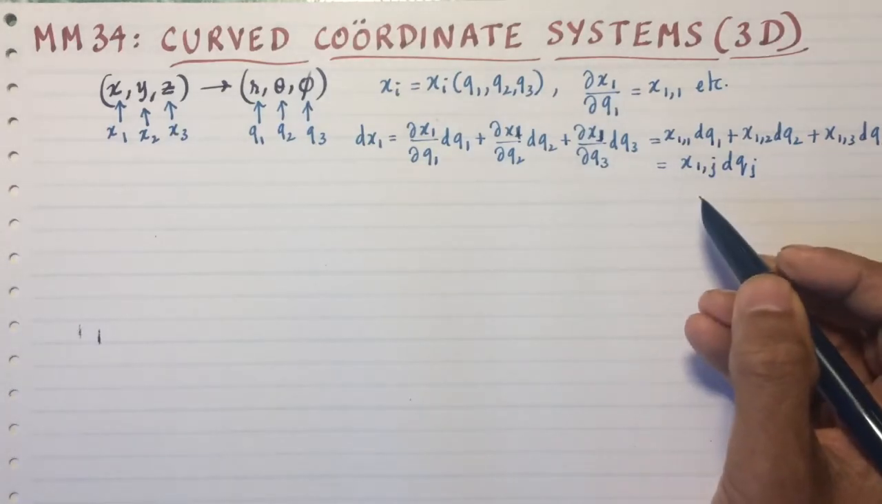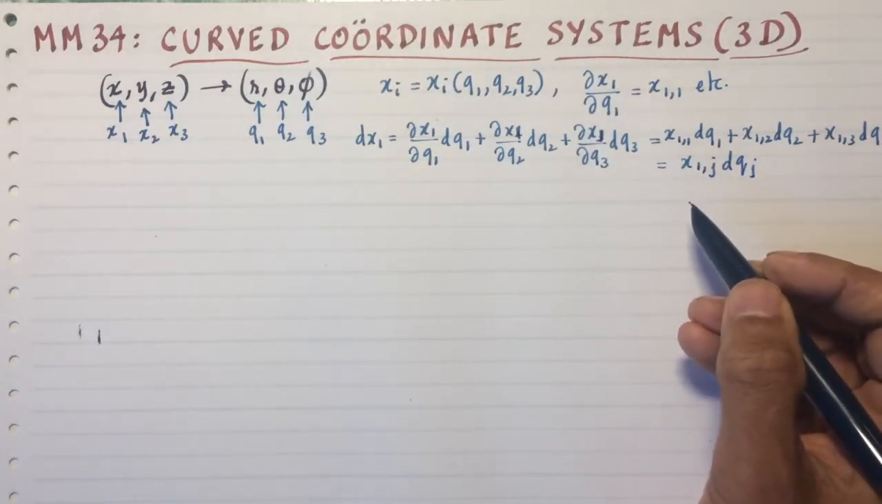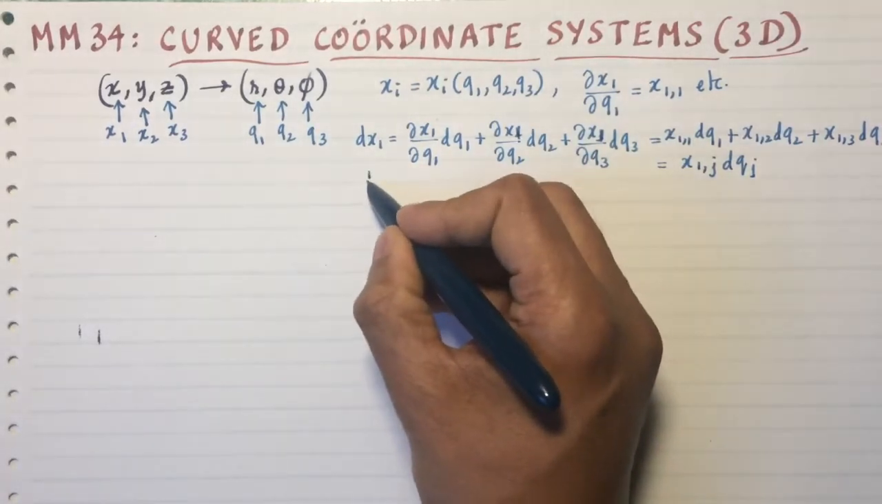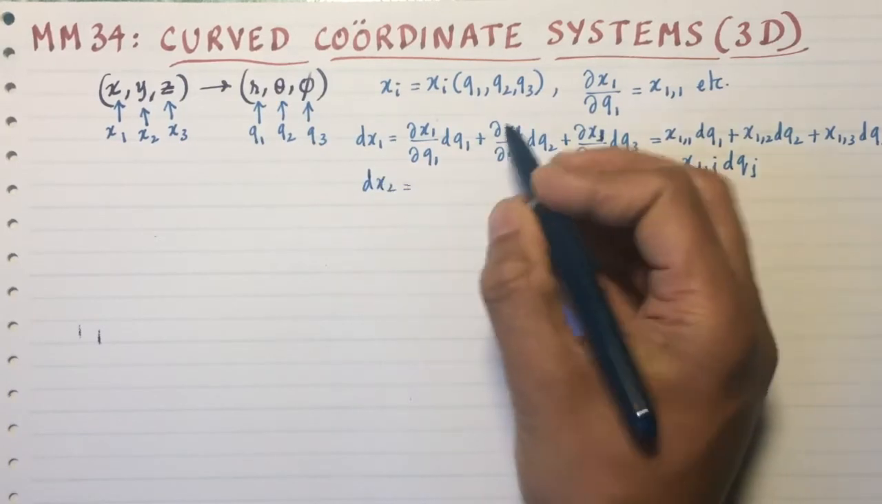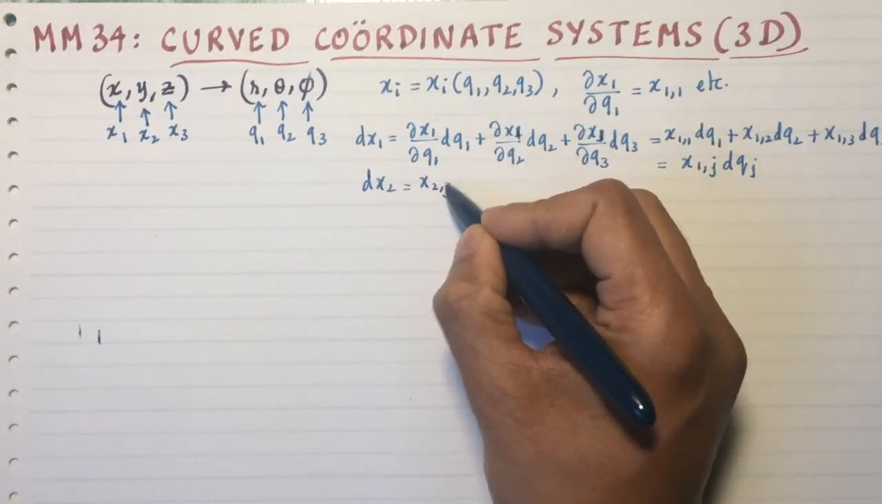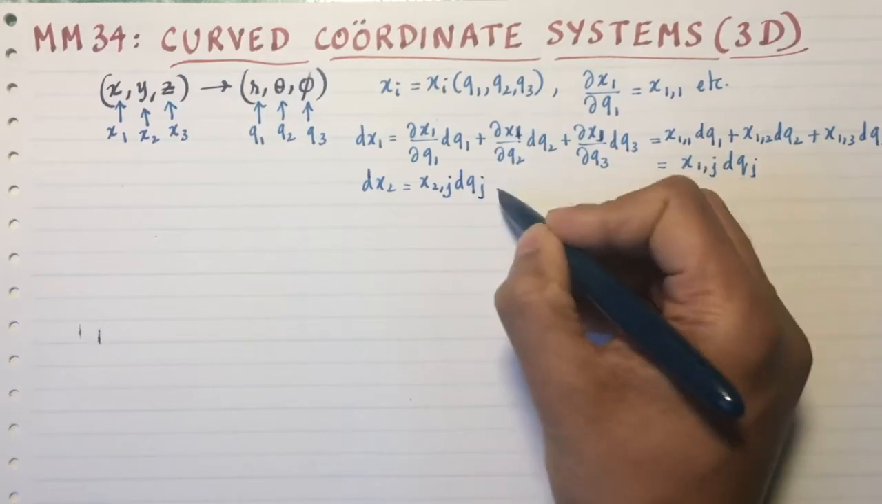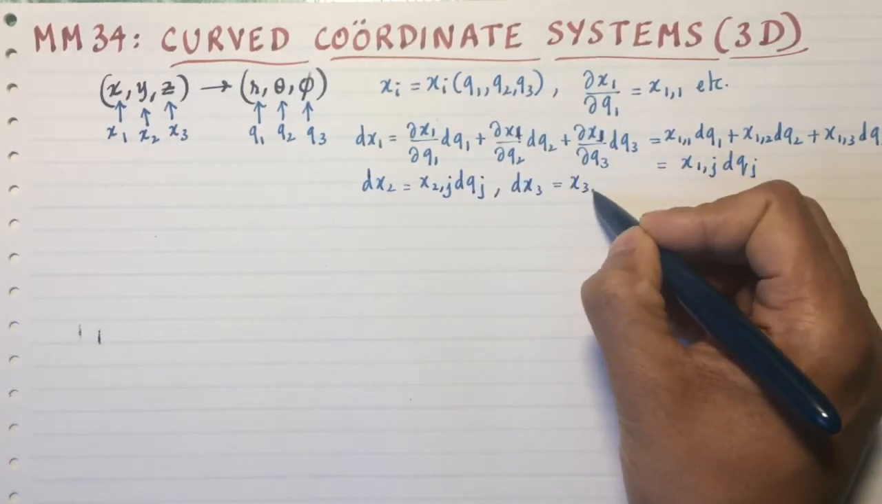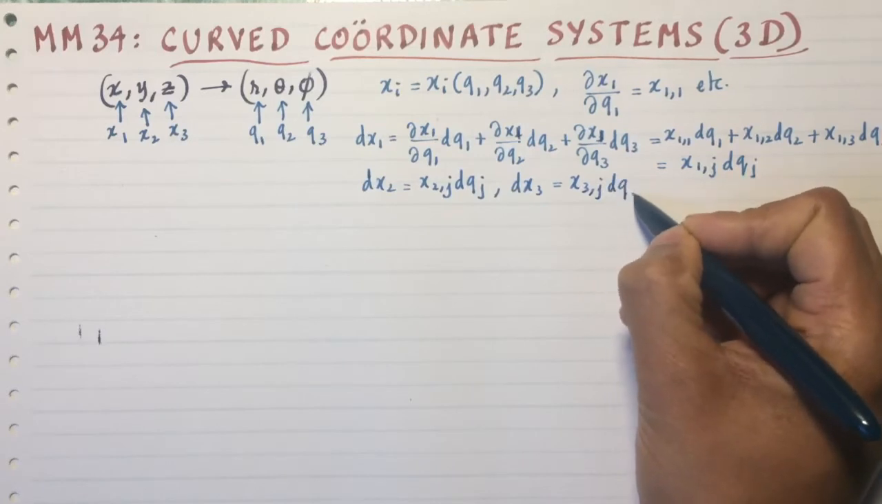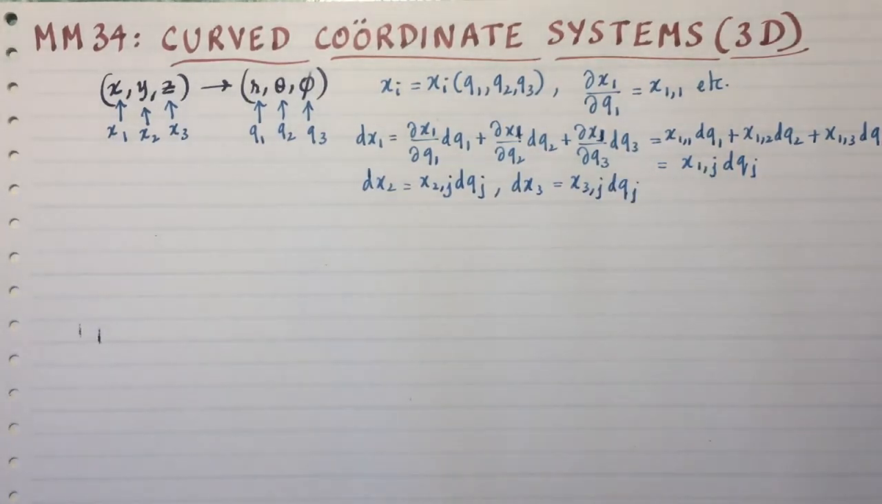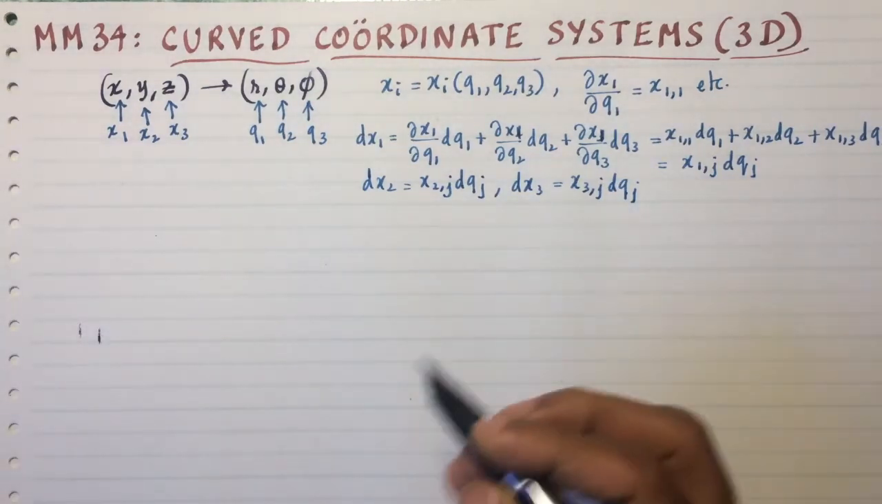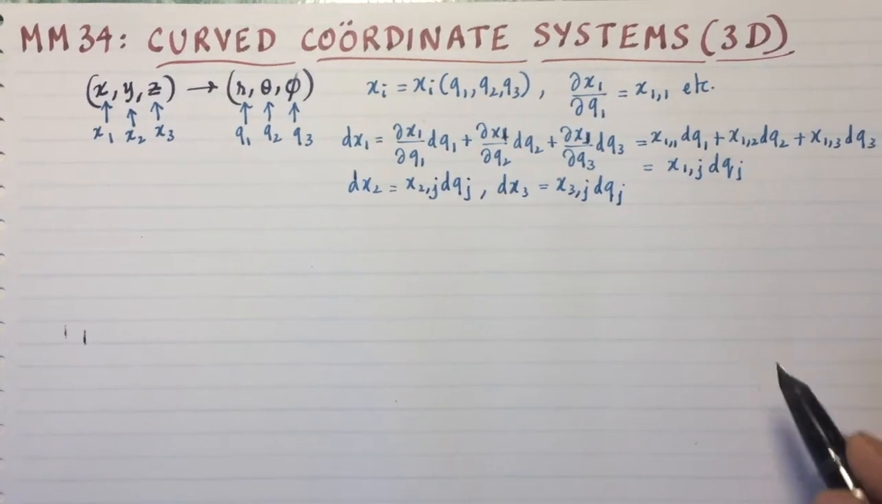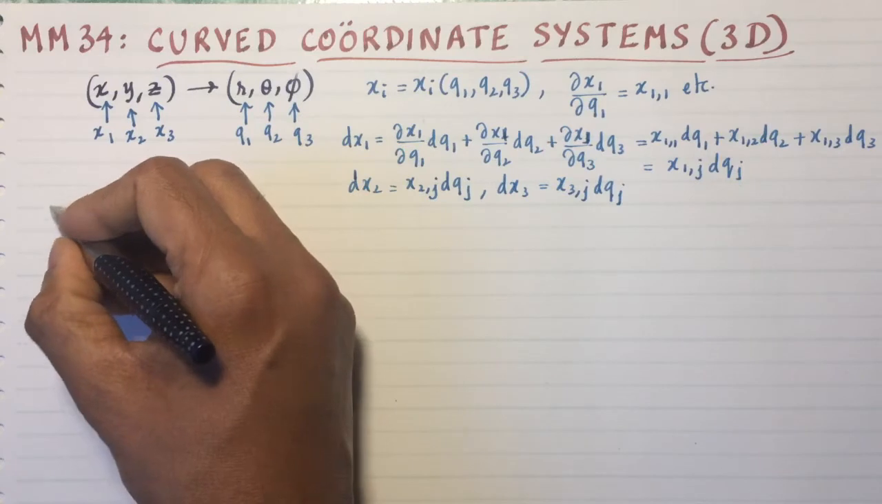So in general, I can write the other things also. dx2 is x2,j dqj, and dx3 equals x3,j dqj. So you can see how efficient it is to use the index notation. I wrote it in a matter of a minute. Once you have that, you can also talk about the coordinate transformations in the following manner.